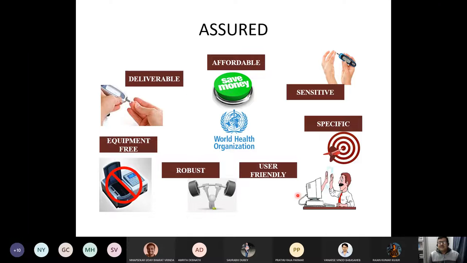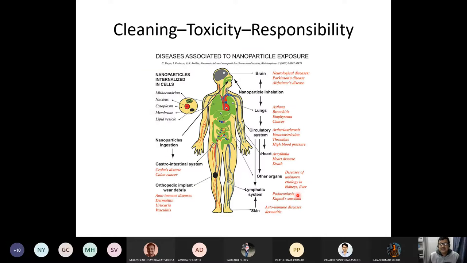Now, in this, what WHO has specified is that it has to be assured. One of the major issues of these devices, as you have already noticed, is that they are rather not affordable in the beginning, then their sensitivity is low, and as compared to the high precision path labs, they are not that specific. Most of the time, they are not user friendly. Robustness has an issue. It is not equipment free. You always have to confirm with other devices, right? And it has to be deliverable. So affordable, sensitive, specific, user-friendly, robust, equipment-free, and deliverable. So it has to be an assured device, right? This is what is specified by WHO.